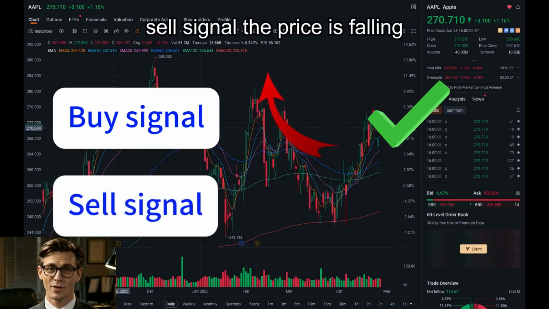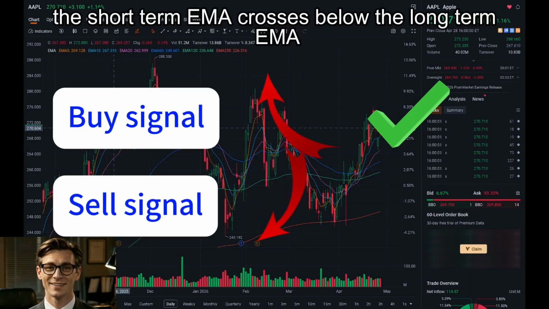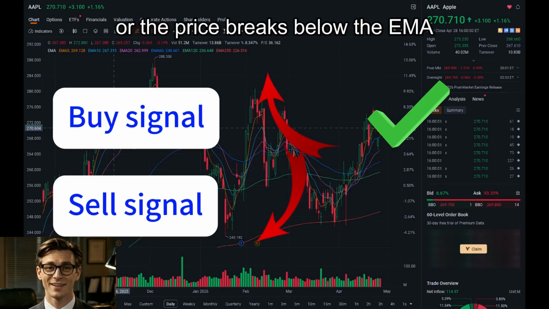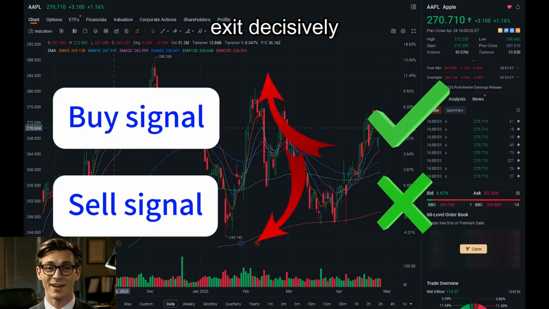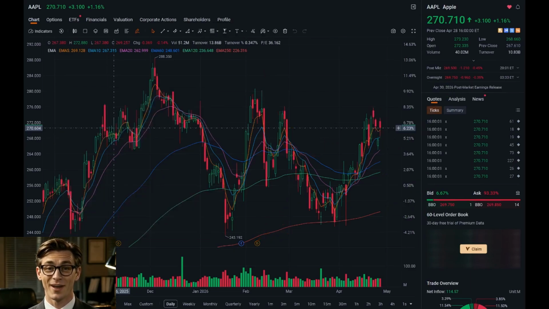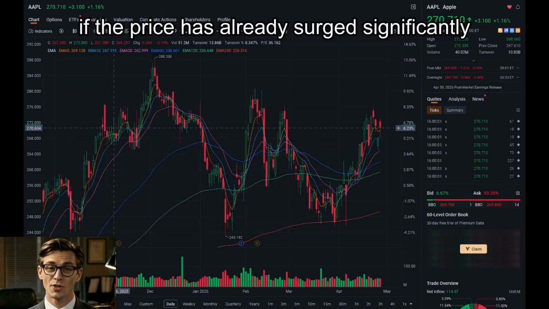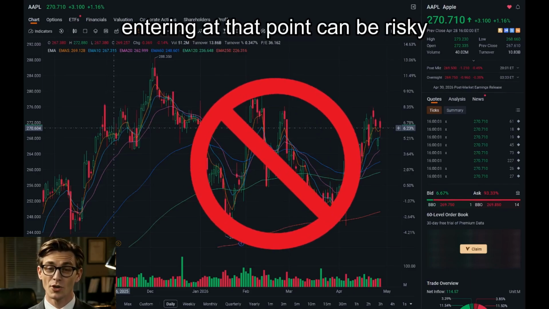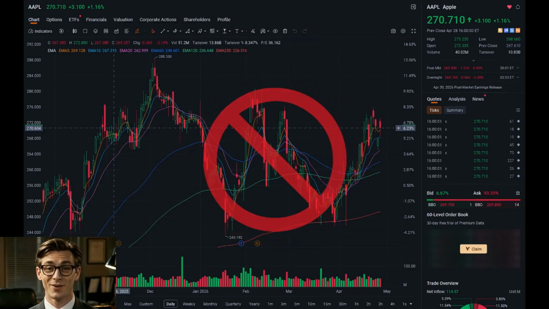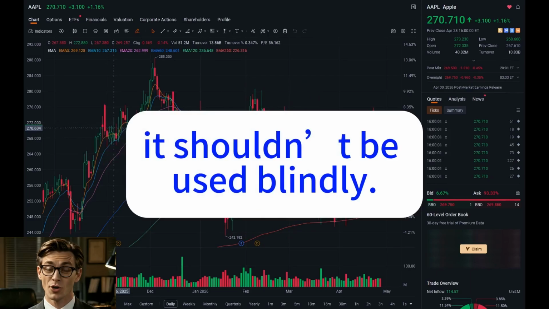Sell signal. The price is falling. The short-term EMA crosses below the long-term EMA, or the price breaks below the EMA and fails to bounce back. Exit decisively. No hesitation. Here's a counterexample. If the price has already surged significantly, and then a golden cross appears, entering at that point can be risky. You might be chasing the top. EMA is powerful, but it shouldn't be used blindly.